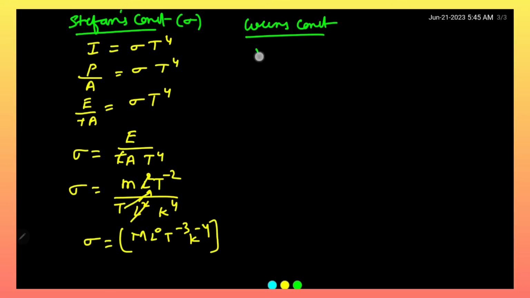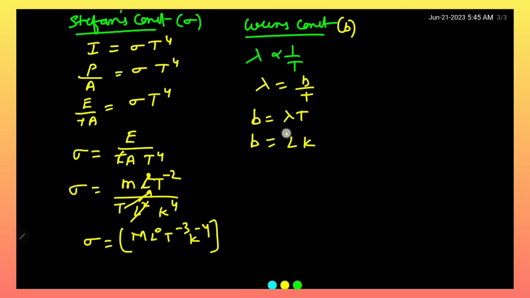According to Wien, wavelength is inversely proportional to absolute temperature. So wavelength is equal to B by T, where B is equal to lambda into T. B is called Wien's constant. Therefore B, lambda is wavelength, that is length here, and T means temperature, so L K, the unit is meter Kelvin.